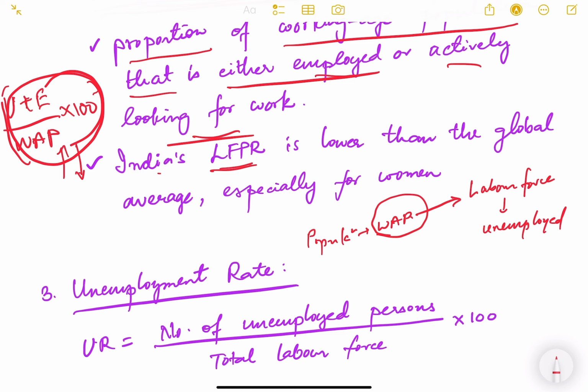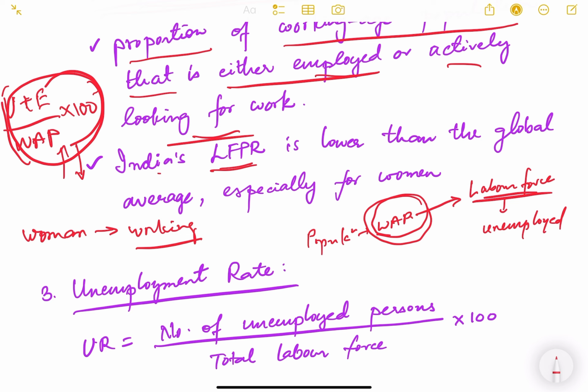For example, if a woman is currently working somewhere, she is part of the workforce. But say she is pregnant and delivers a child, and she decides that she doesn't want to work for the next 2 years to take care of her child. That means she is not participating in the labor force. In that case, she is not part of the labor force. So she won't be counted as unemployed also, because she is not willing to work during that time. So it keeps on changing.